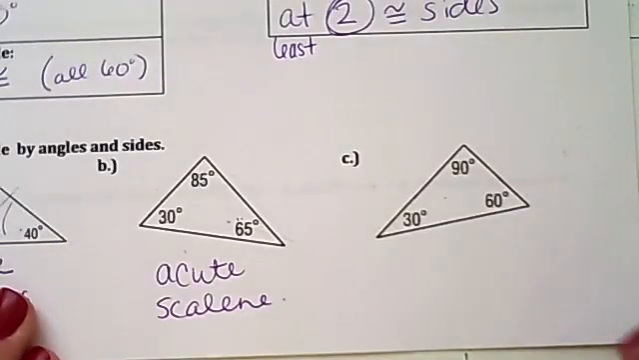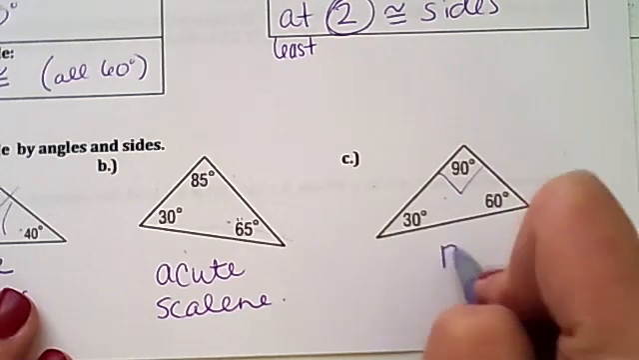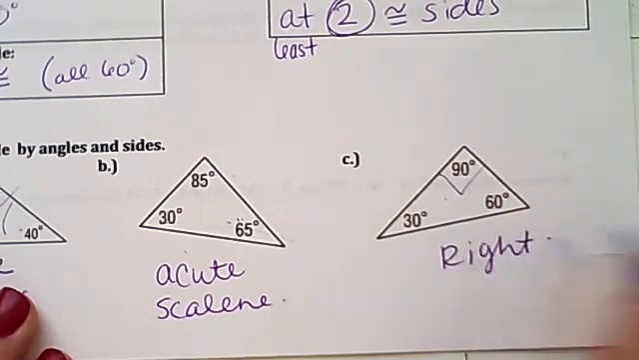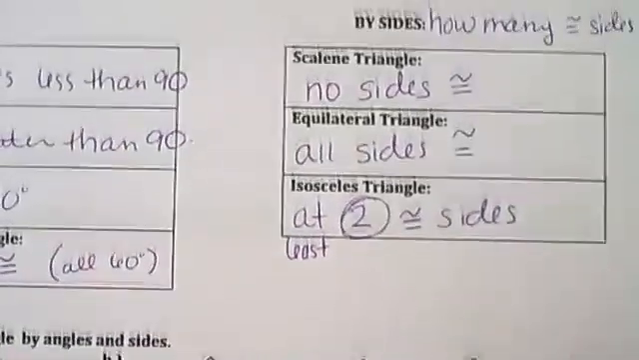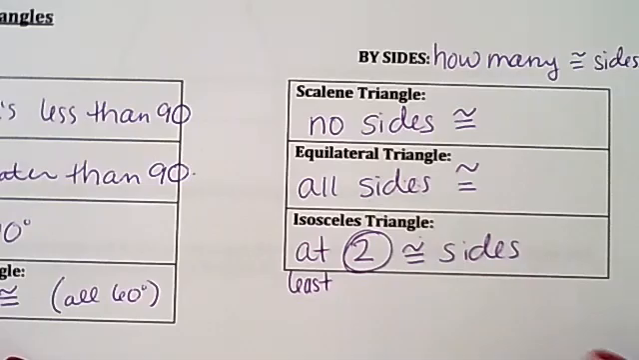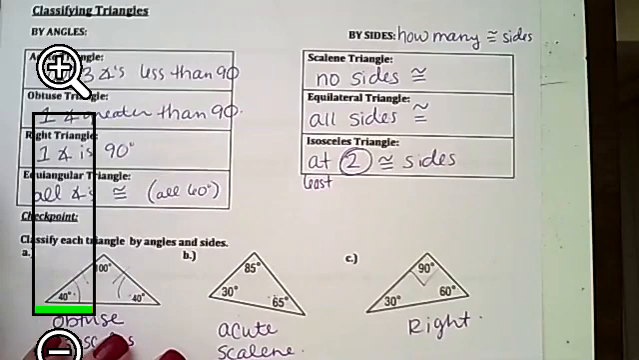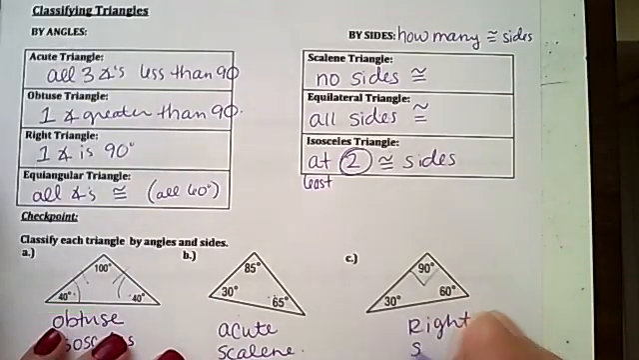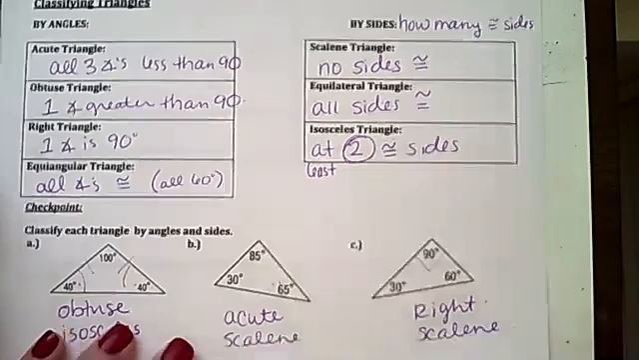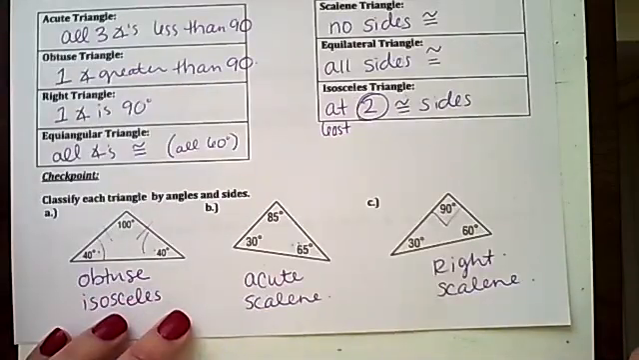Okay, letter C, notice we have this 90-degree angle here. So what kind of triangle is this by angles? Okay, good, Dylan, right. How about by sides? Does it have any congruent sides? What kind would it be by sides? Let me zoom out. If no sides are the same, good, scalene, awesome. So that's a right scalene triangle.